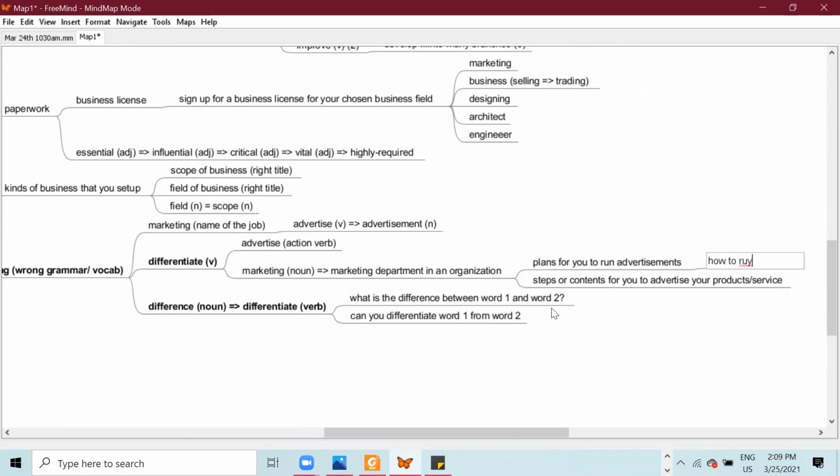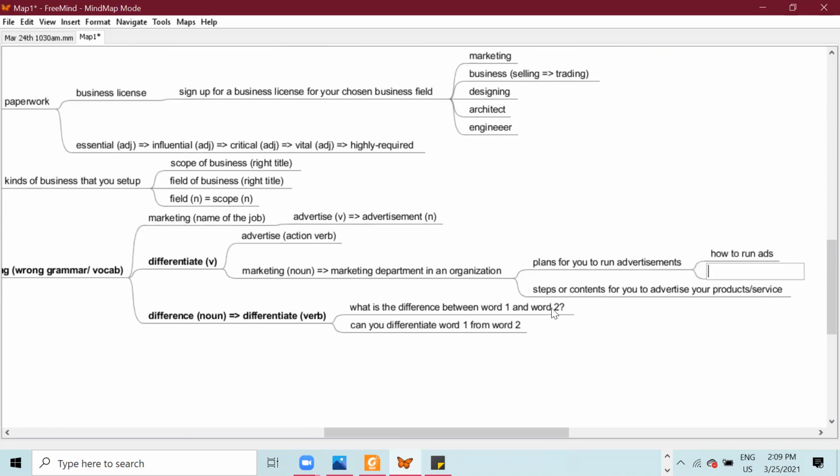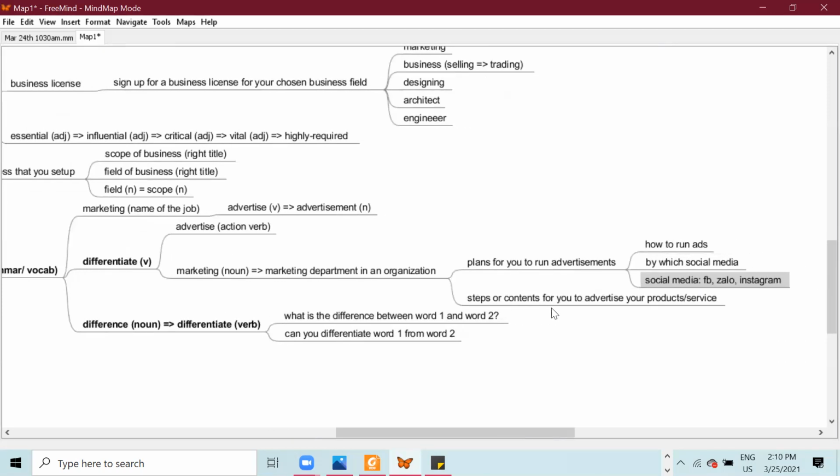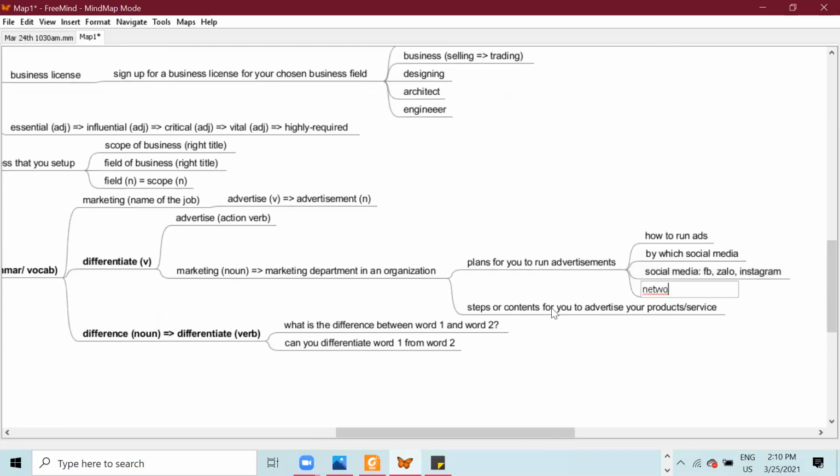How to run advertisement? How to run ads? By which social media? We have lots of social media like Facebook, Zalo, or Instagram, for example. Or the network one: you can use a network to run ads, just like Google network, for example.